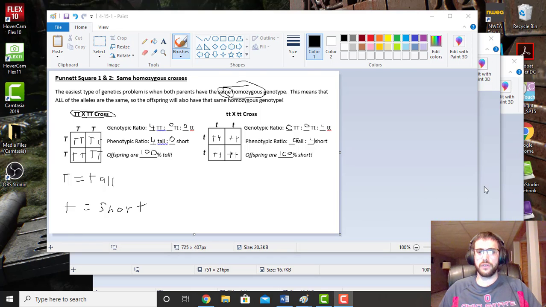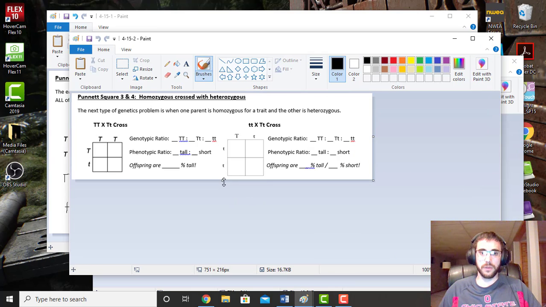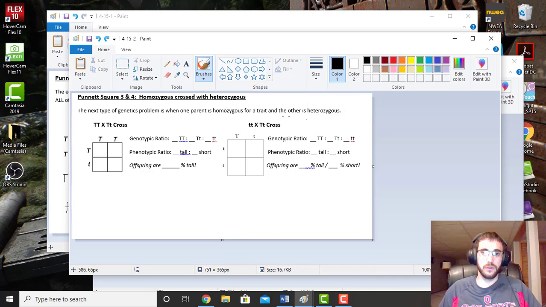So let's move on to our second set of problems. For Punnett squares 3 and 4, we're going to cross a homozygous parent for the tall gene, that means both are big T, with a heterozygous parent for the tall gene. So big T, little t. That term heterozygous means different. So a big T parent crossed with a little t parent.